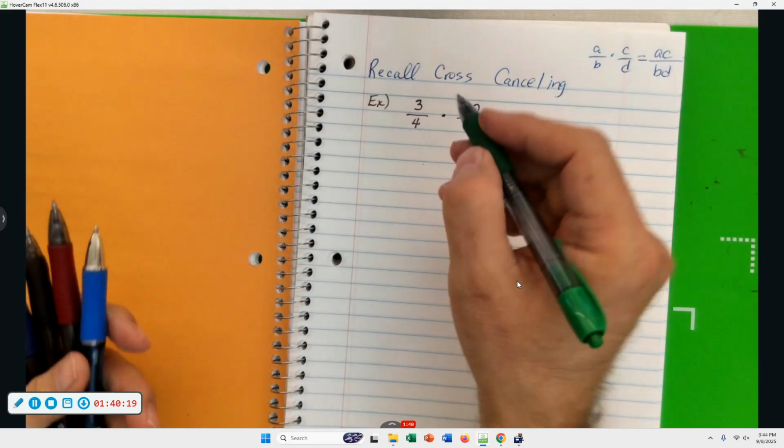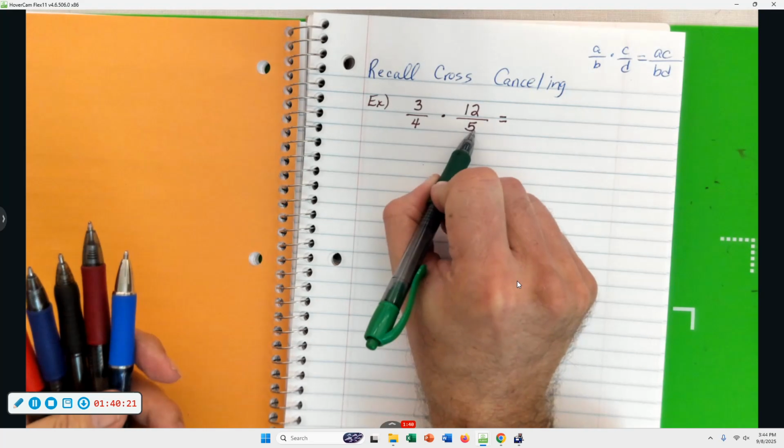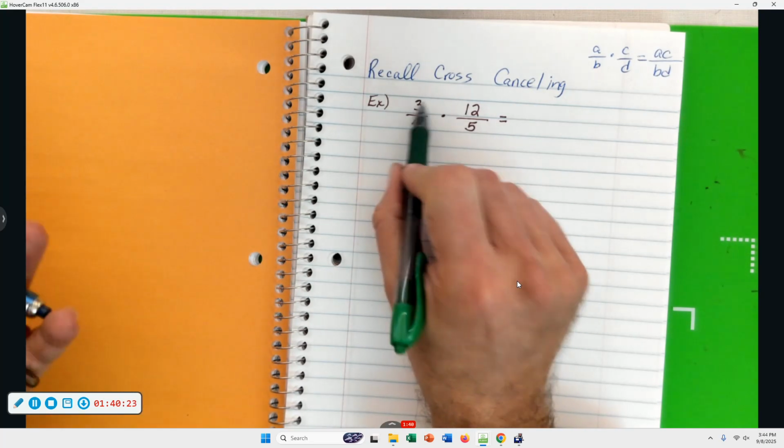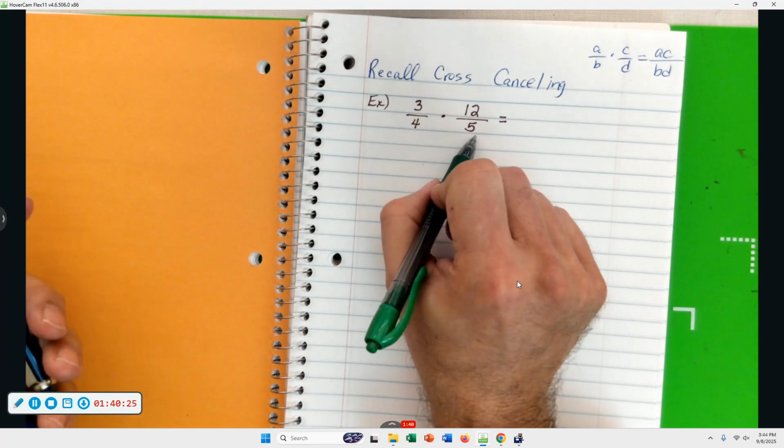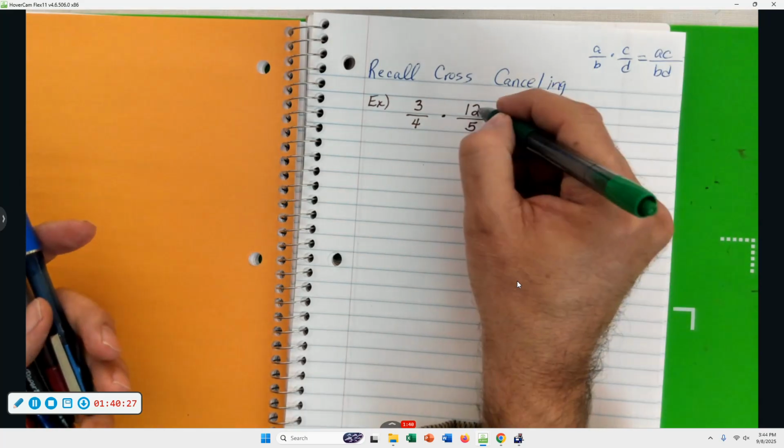With cross-canceling, you look at the diagonals, 3 and 5, nothing but 1 goes into those. But here, 4 and 12.